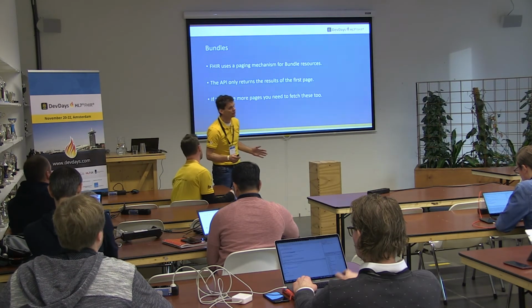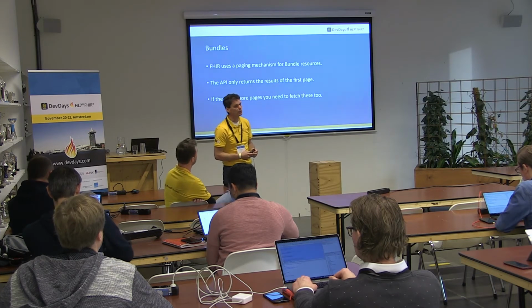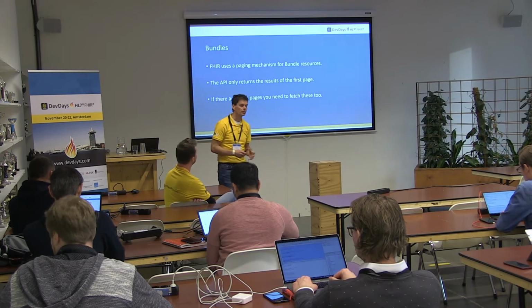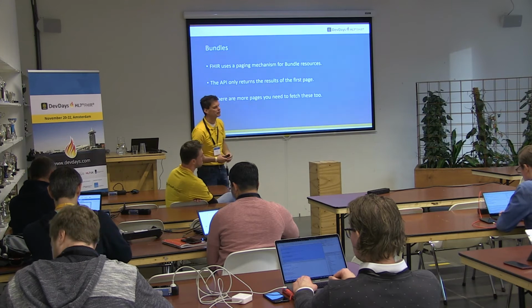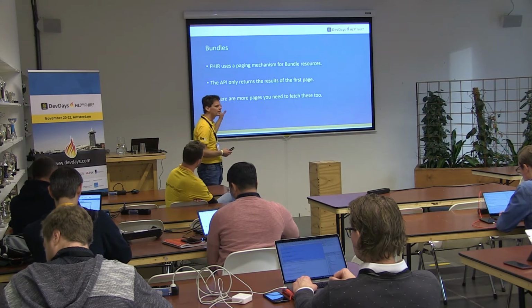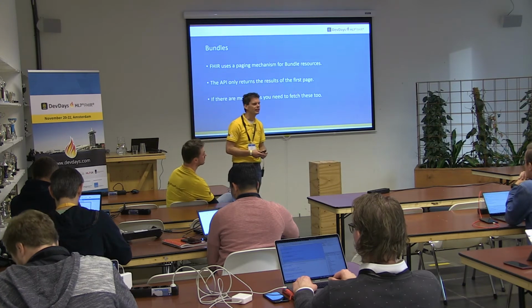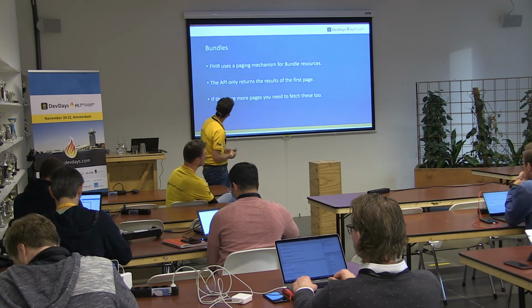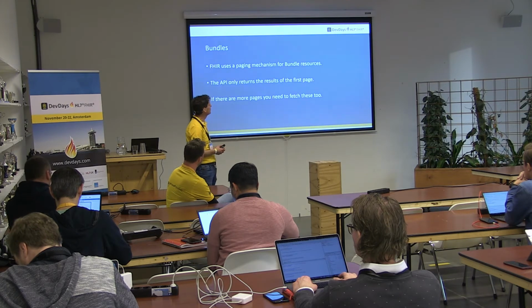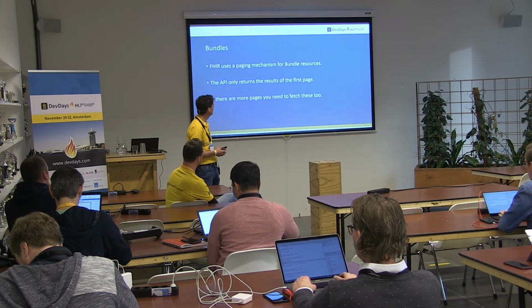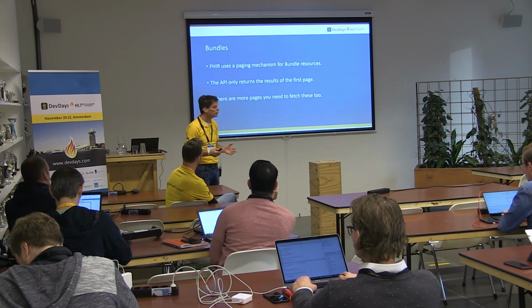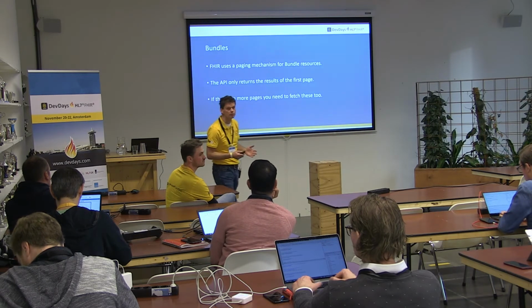Well, I've attended a few of the introductory classes, not only here, but also at the working group meetings of HL7. And this is always one difficult subject for people who are new to FHIR. The API, FHIR uses a paging mechanism for bundle resources. And the API only returns the results of the first page. And if there are more pages, you need to fetch those too.